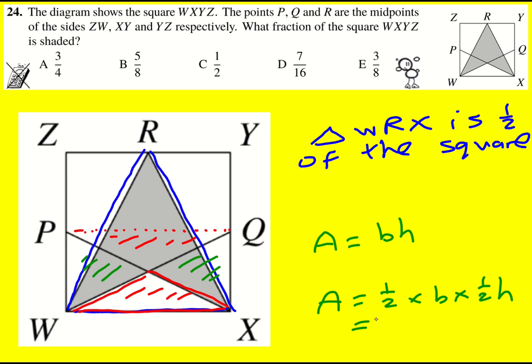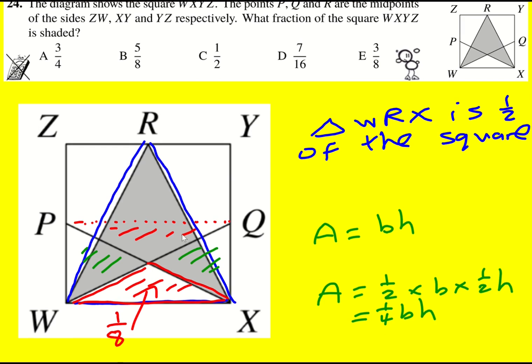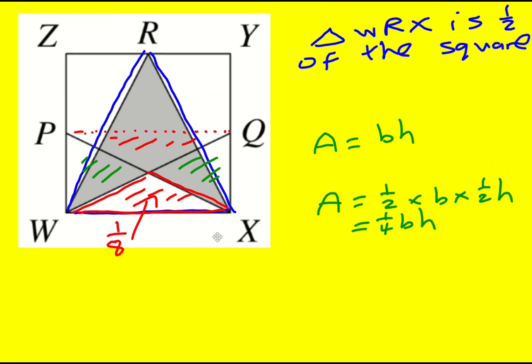So overall, what I'm trying to show you is that actually this red triangle is a quarter of the rectangle. And the rectangle is half of the square, which means this here, long and short of it, is 1/8 of the full area. Okay, so like I explained it one way, I'm just going to explain it another way. This rectangle, PQXW, is half of the square.